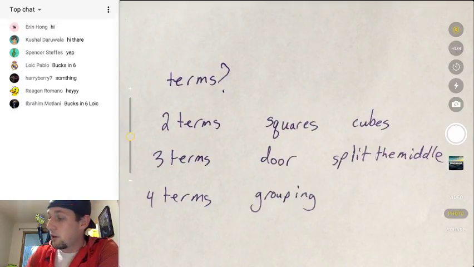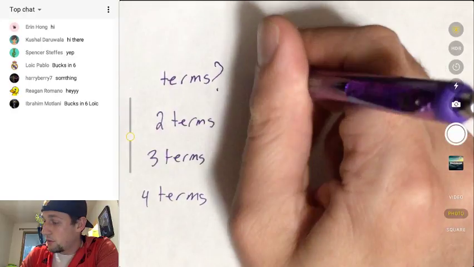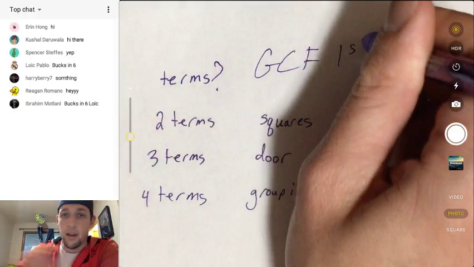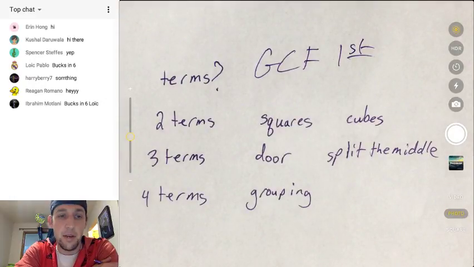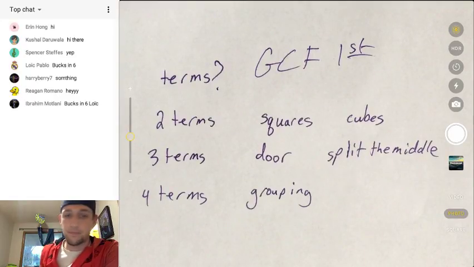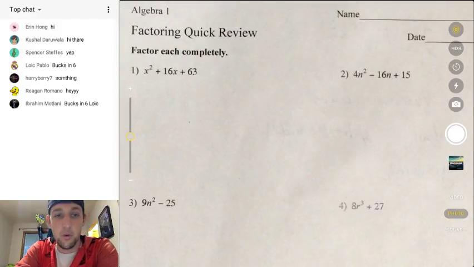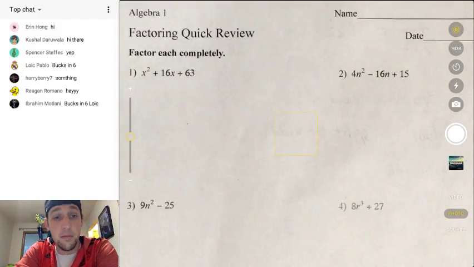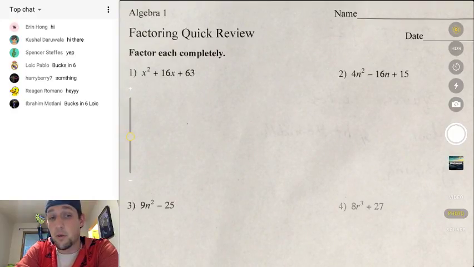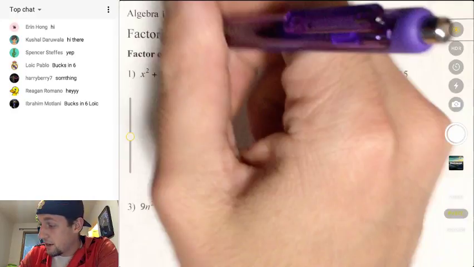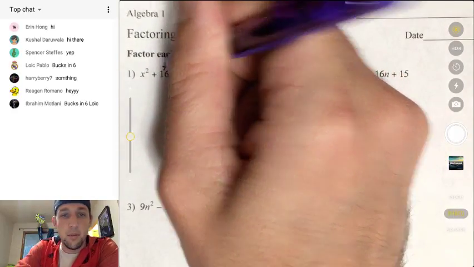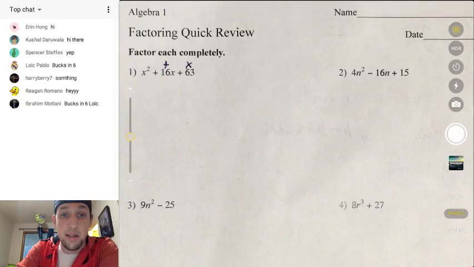The big thing to remember in all of this is that you always want to GCF first. You want to make sure that you're trying to find the GCF of the polynomial first, if there is one. Now looking at the review itself, our first one is a door problem. I can recognize it because it's three terms, and it begins with just a regular x squared. In a door problem, we are looking for numbers that multiply to the last number and add to the middle number. So we're looking for numbers that multiply to 63 and add to 16.